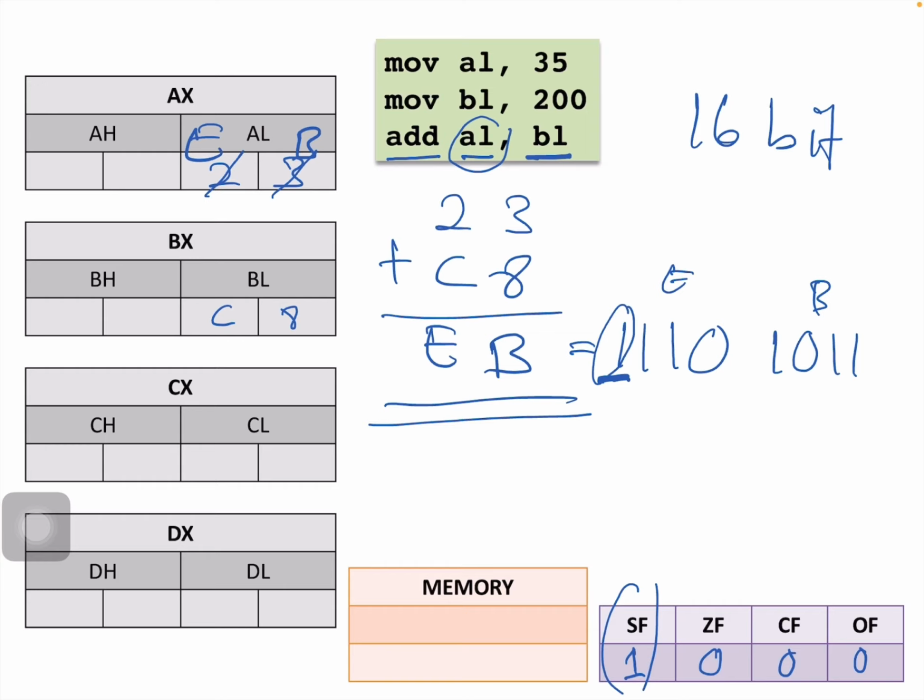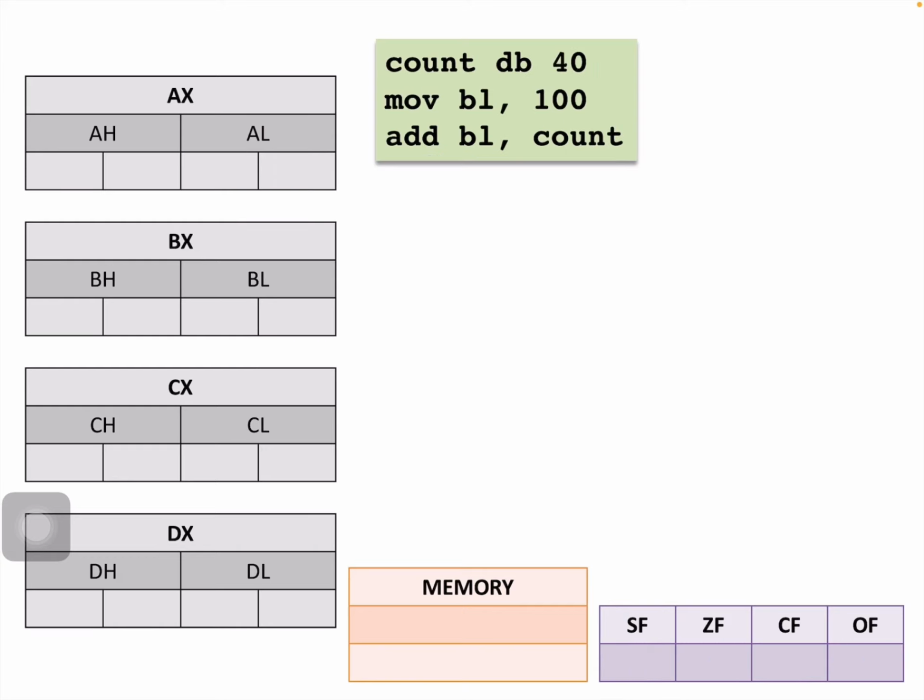Okay, let's take a look at the last example. This example is about adding 8-bit memory to a register. Now we are going to use a memory operand. We start with count db 40. db is a declaration for 8-bit memory allocation. So the memory allocation is named count, and the value given to count is 40. 40 in decimal is 28 in hexadecimal.